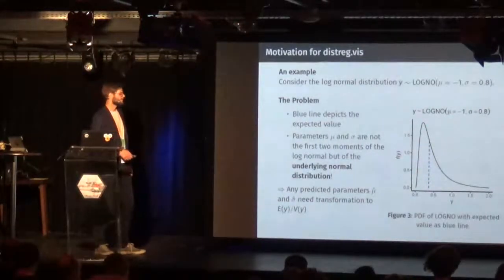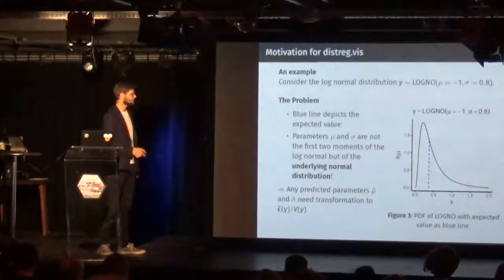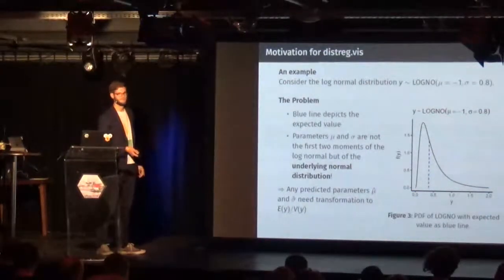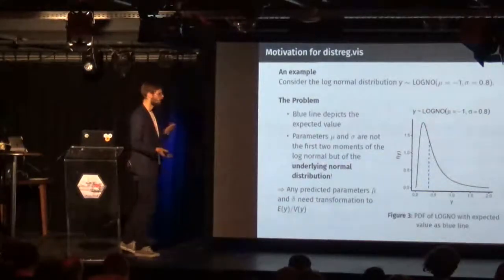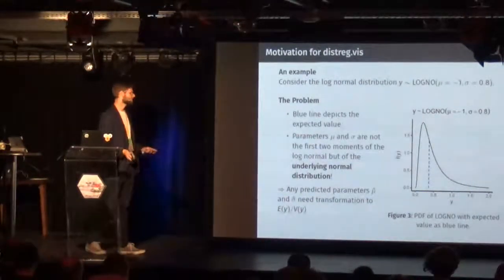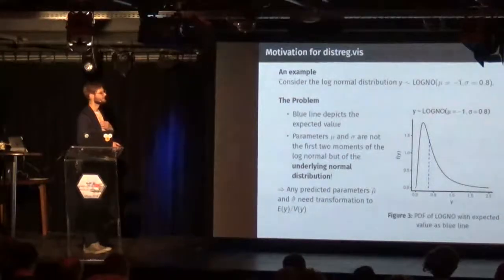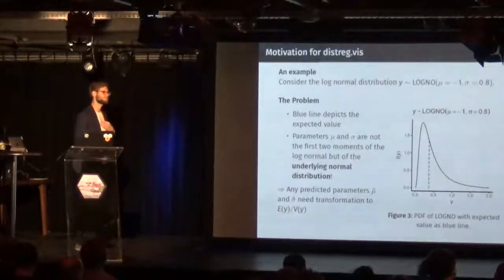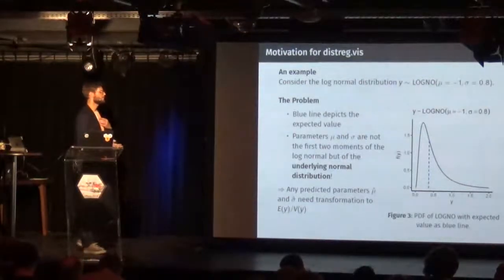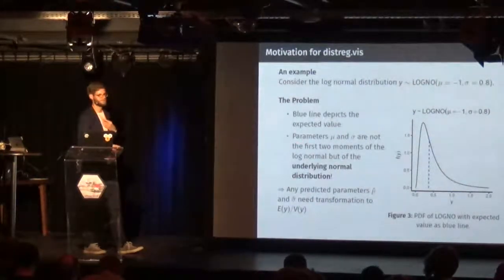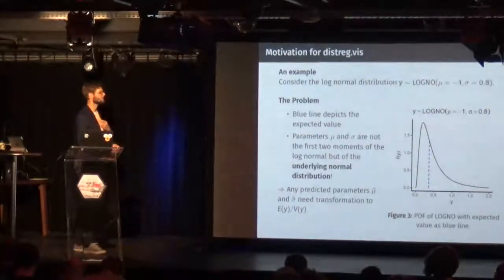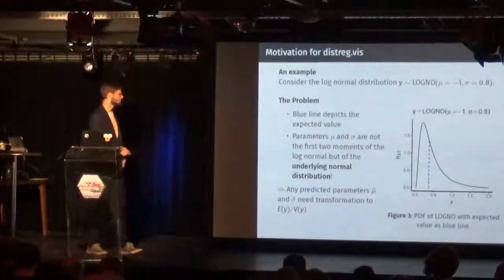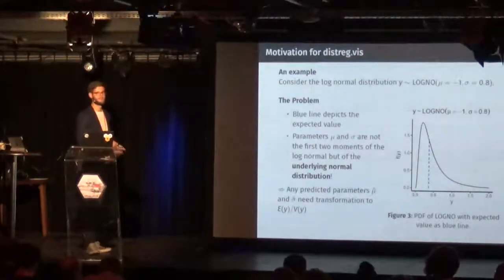What you might see already is that this is somewhere around 0.4, while our parameter mu is around -1. So why? The reason is that these two parameters are actually not the moments of the log normal distribution, but the moments of the underlying normal distribution. But we still modeled those terms. So any predicted parameters that we achieve still have to be transformed to the expectation or the variance of y.